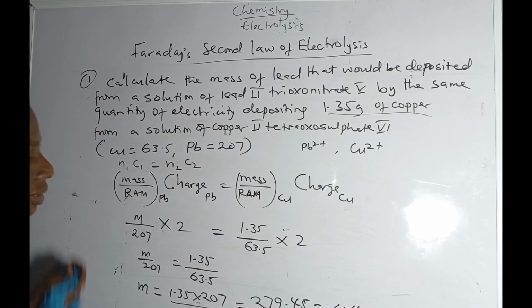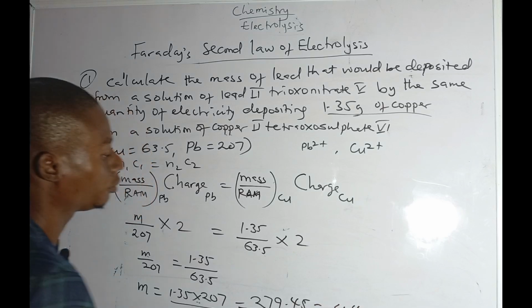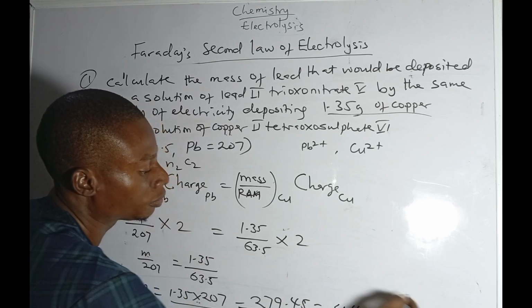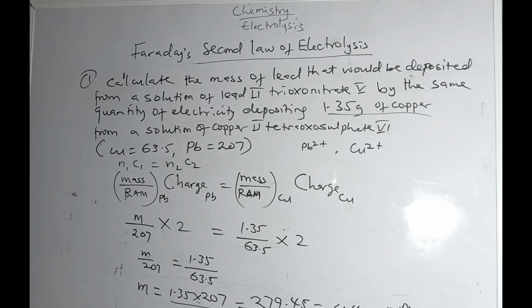What are we looking for? Mass, gram. So 4.40 gram of lead. So you can see that it's very straightforward, very simple. There's nothing much. Just understand the formula and put it to the question and get the answer.